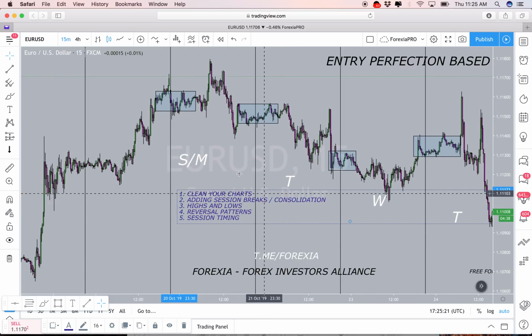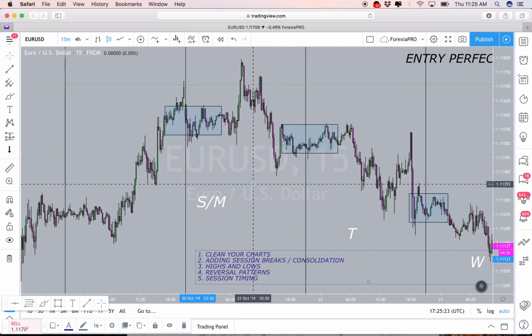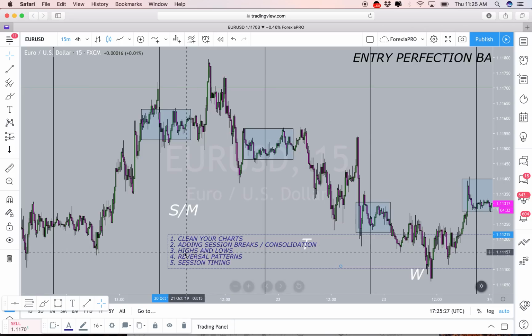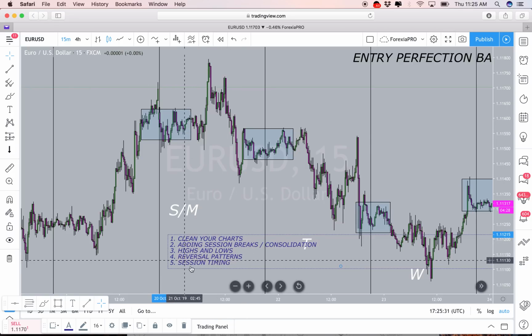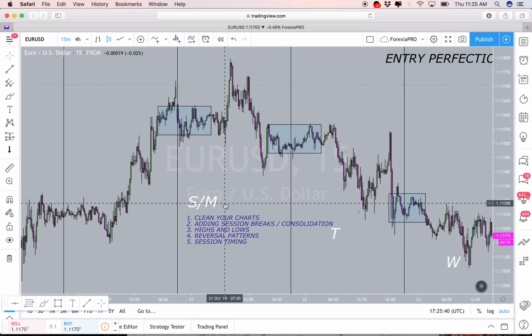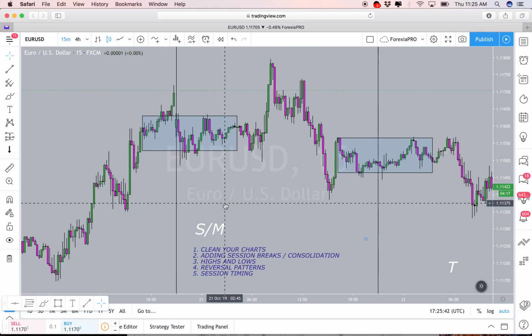Next, we're going to look for the highs and the lows. Okay? Actually, the last three are in one. So highs and lows, reversal patterns, and session timing. These all kind of coincide with each other. So let me break it down for you, little step by step.